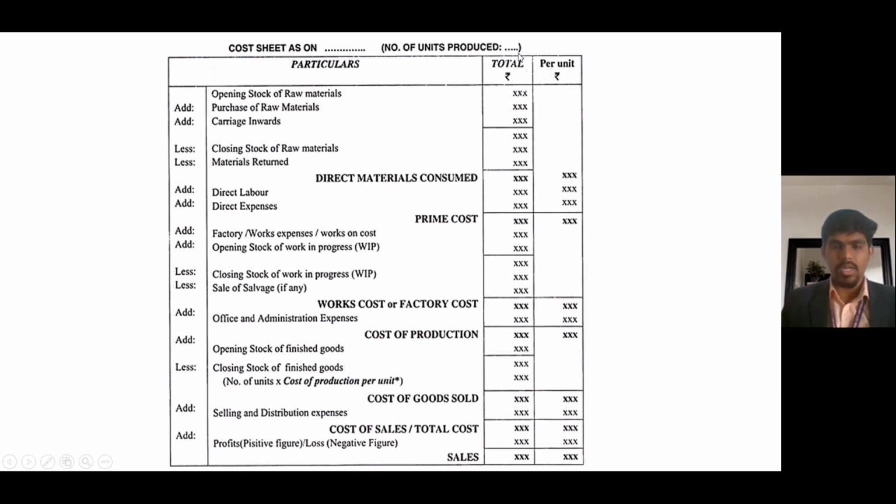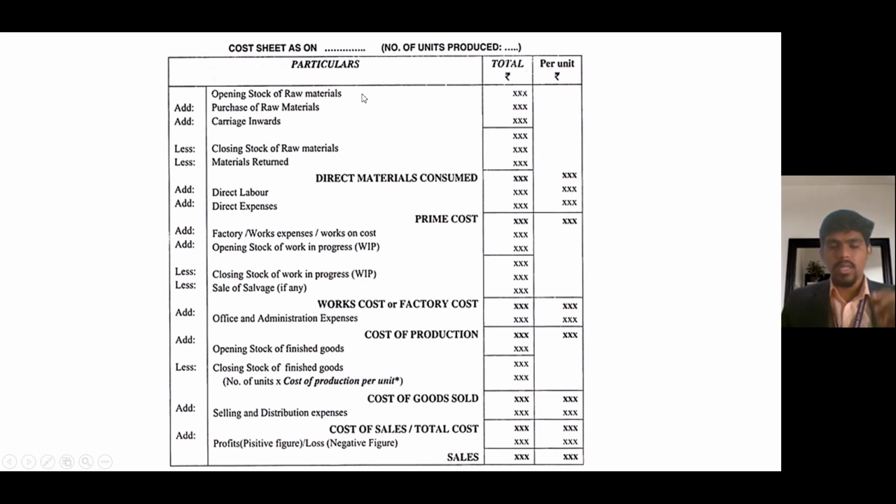It depends on the business and on the organization, how much they are producing when they prepare this cost sheet. You can see that the cost sheet has three columns: particulars, total in rupees, and per unit in rupees. The cost sheet tells us for each unit how much rupees we are spending. The first and foremost item we record is the opening stock of raw materials.